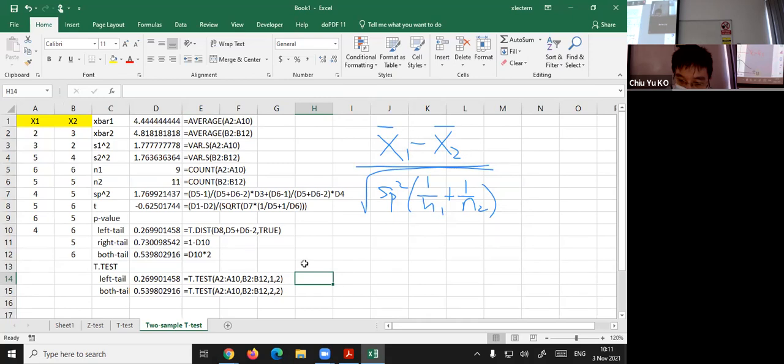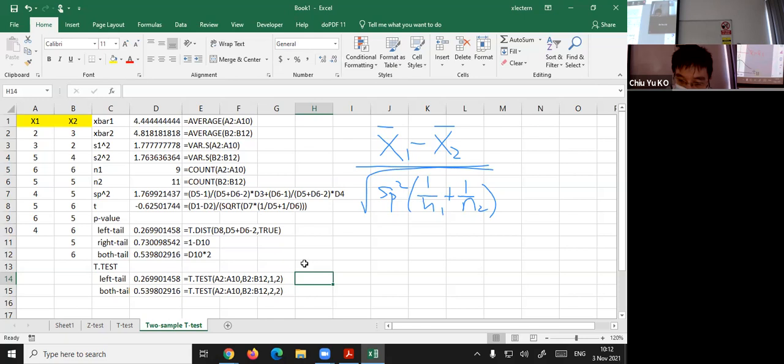You can try the case where we talk about the unequal variance. For unequal variance, you just change 2 to 3, then you're done, the last digit, if you use the Excel formula. If you don't use the Excel formula, then we have to be a little bit careful. How do we proceed?